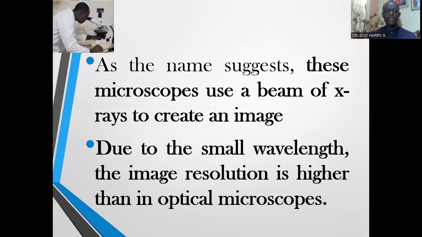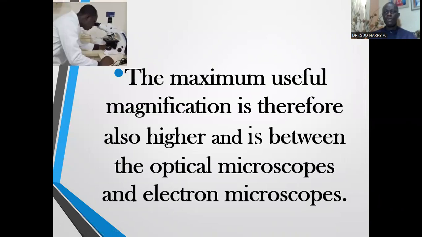Now, what is the X-ray microscope? The X-ray microscopes use a beam of X-rays to create an image. Due to the small wavelength, the image resolution of the X-ray microscopes is higher than that of optical microscopes.